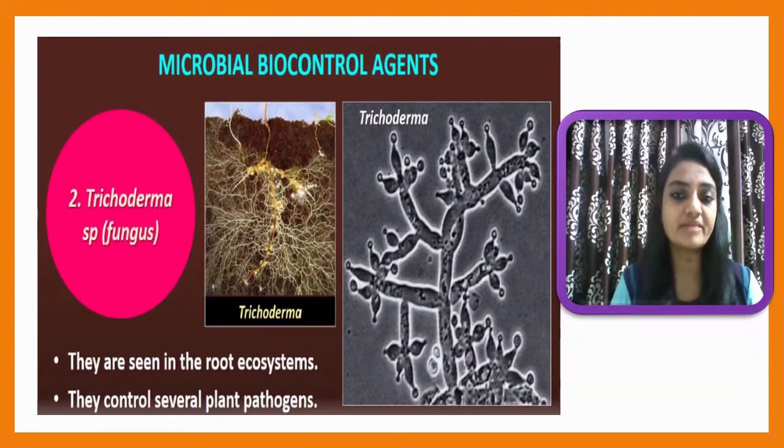The second important biocontrol agent is a type of fungus, that is Trichoderma. Here in the picture you can see Trichoderma. They are seen in a root system; you can see they are arranged or attached with the root ecosystem. They control several plant pathogens.